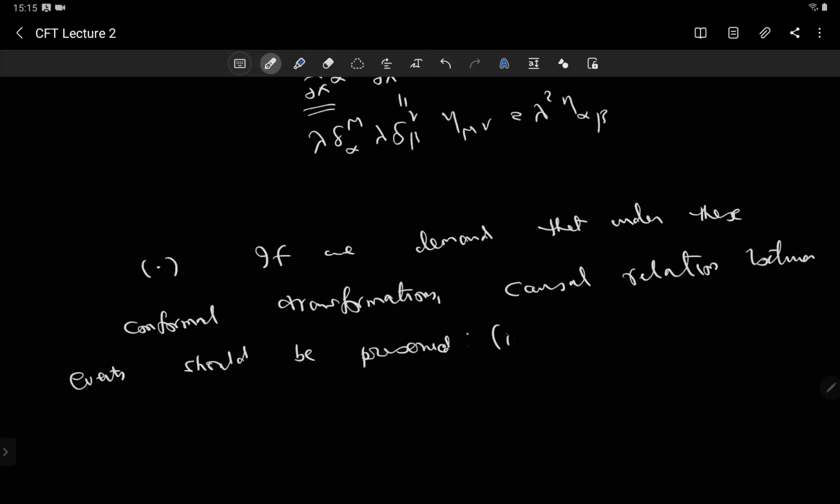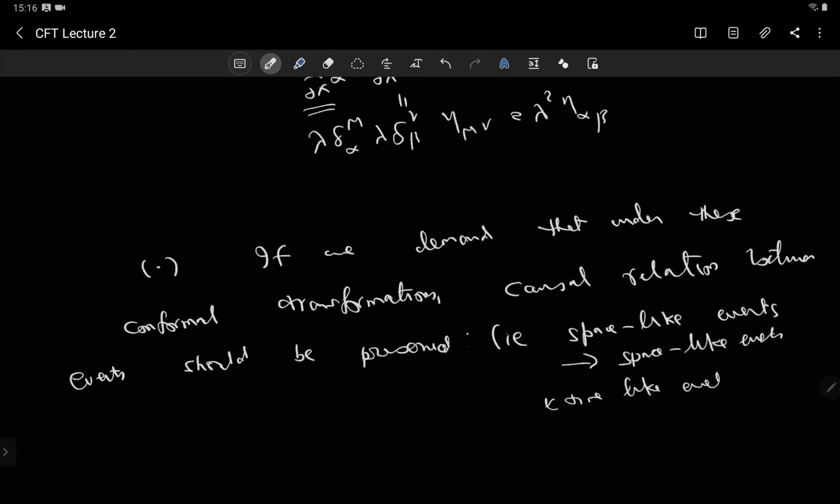So that means that space-like events go to space-like events, and time-like events go to time-like events.